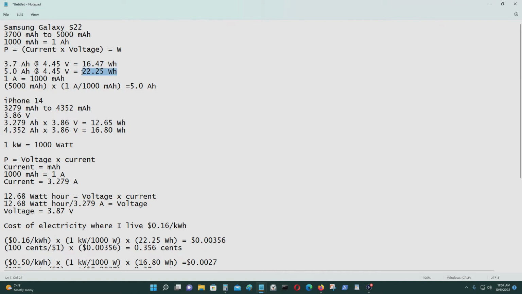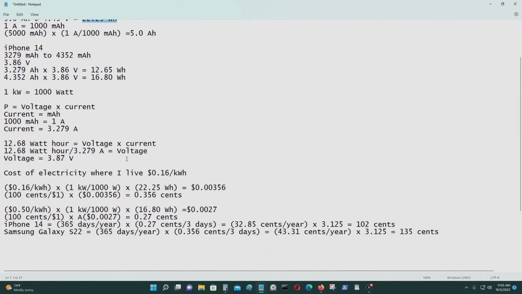Watt hours. For the iPhone 14, it's 4.352 amp hours times 3.86 volts. I got 16.8 watt hours. This is the battery capacity for the iPhone 14, and this is the battery capacity for the Samsung Galaxy S22.